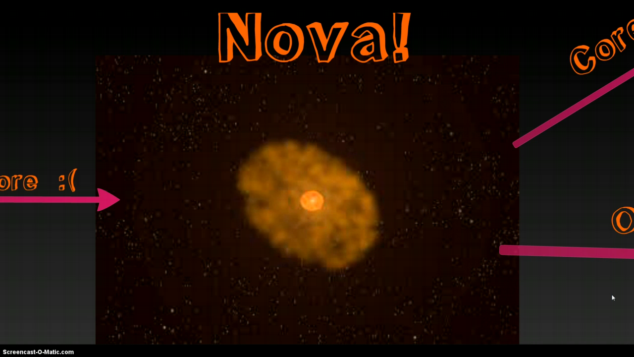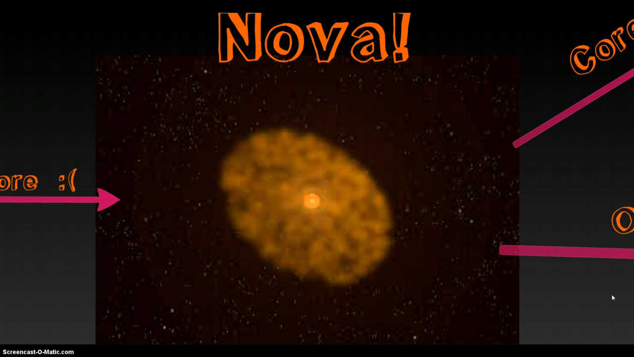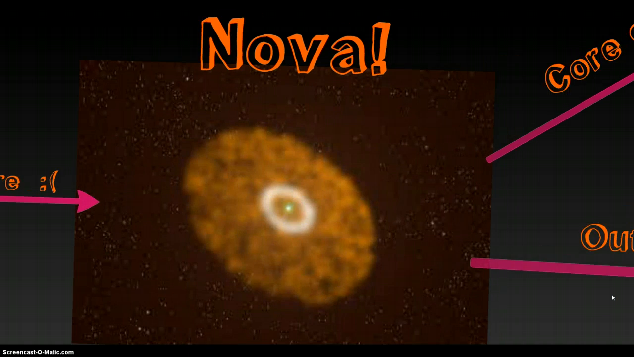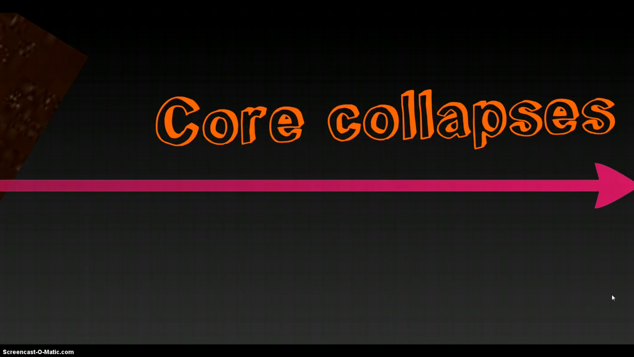So that's a nova. That's what our sun is anticipated to do. But what about the core? What happens to the core of our sun? Well, the core is going to collapse down. You might already know what it's going to collapse down to. It's got so much gravity. It's going to shrivel down until it's about the size of the Earth. And there's a name for that.